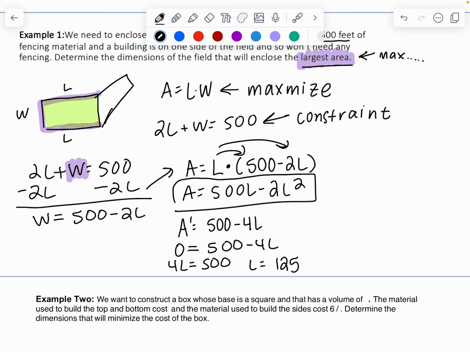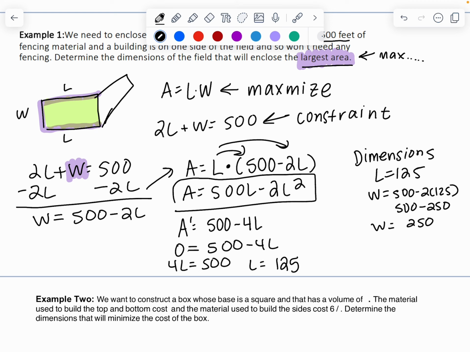But it says the dimensions. The final answer says determine the dimension. So I know that my length is going to equal 125. And then my width is going to equal 500 minus 2L. So I'm just using this equation right here. So I'll do 500 minus 2 times 125. So 500 minus 250. So the width will be 250. So my final answer is the width will be 125, or sorry, the length will be 125 and the width will be 250.